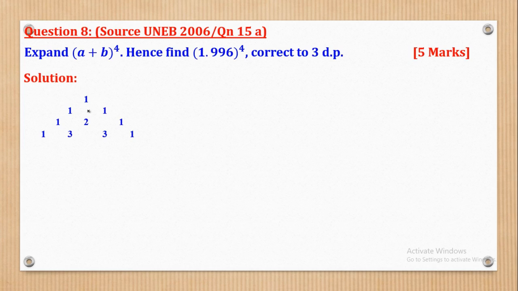Then next, remember we can't stop because we have not yet got power 4. Here it is cubed. So this plus this is 4. This plus this is 6. This plus this is 4. Then to make a triangle, we put 1 here and 1 here. So let's do that, 1 there, 1 there. Now we stop here because this one is the same as this power.